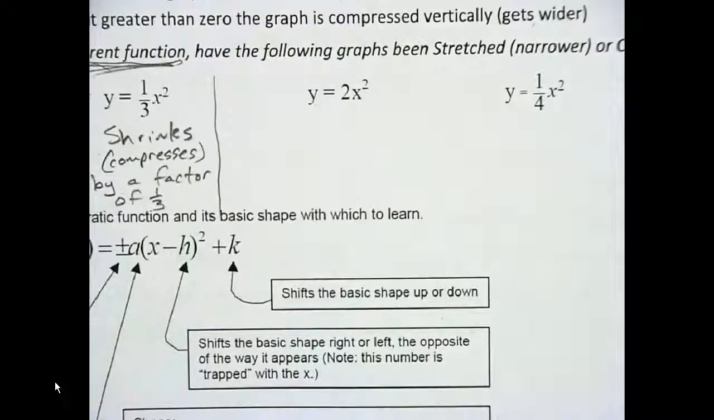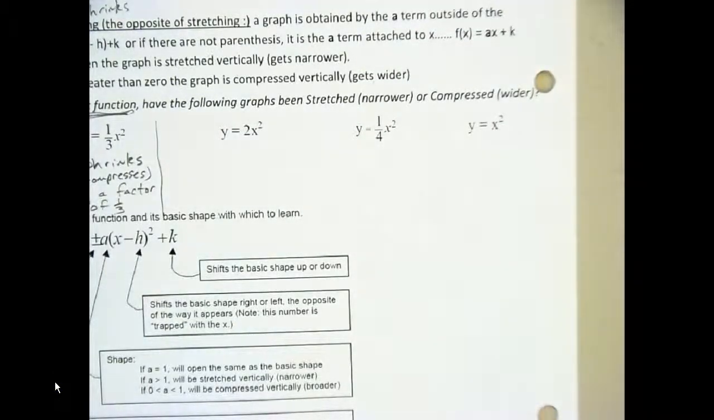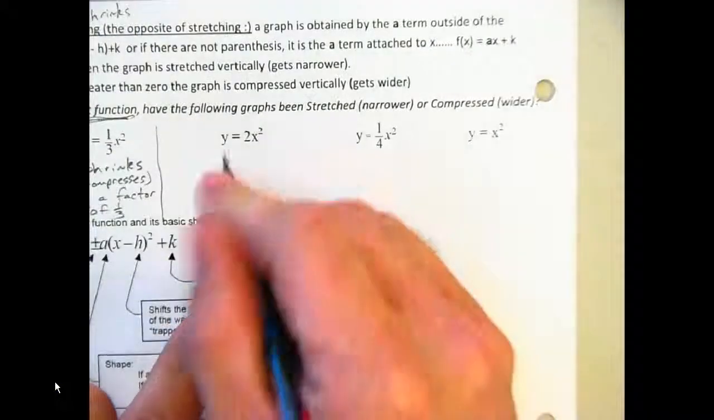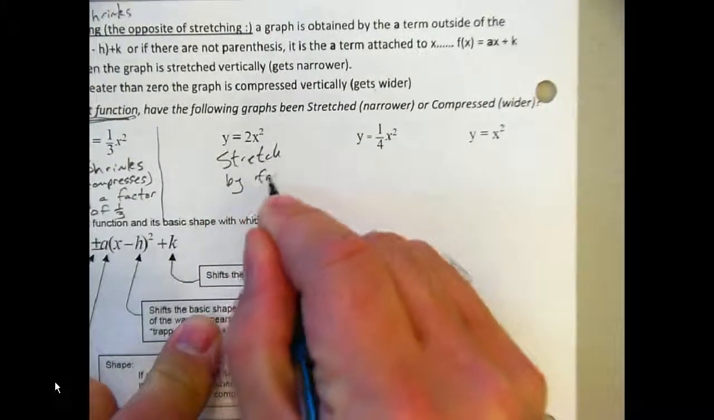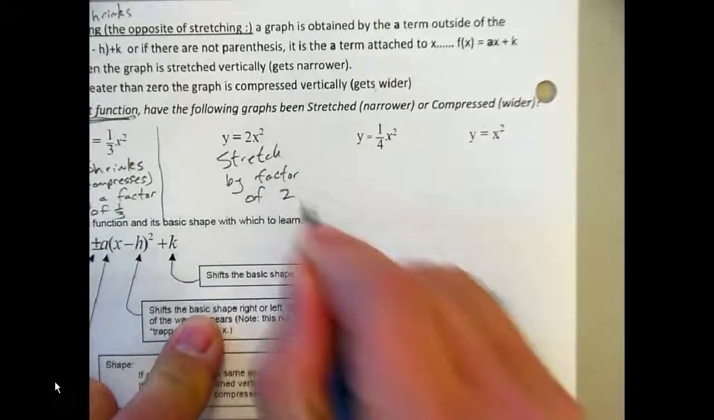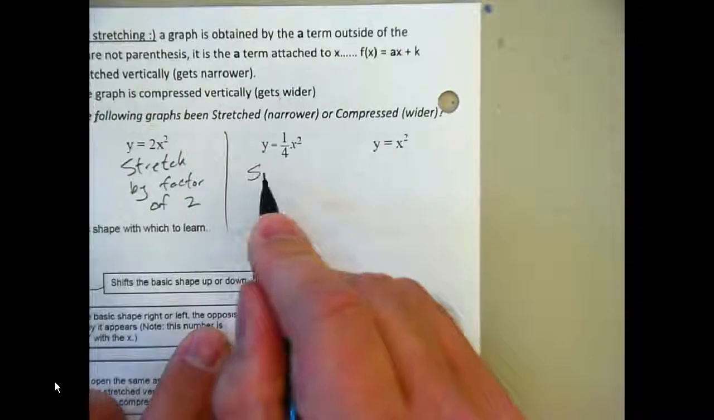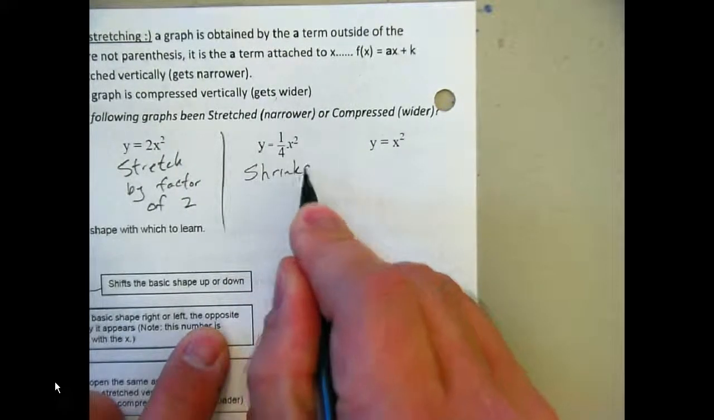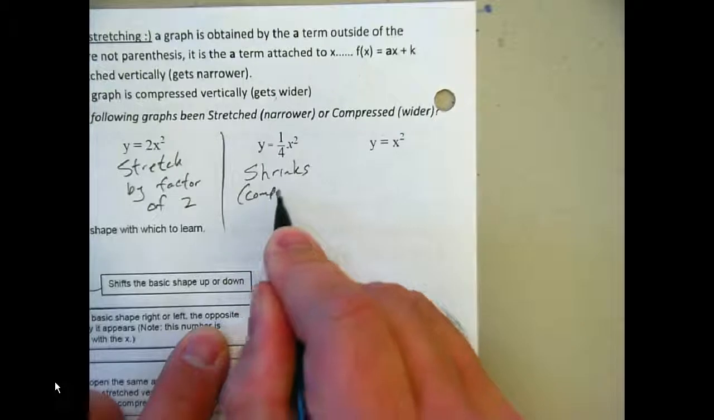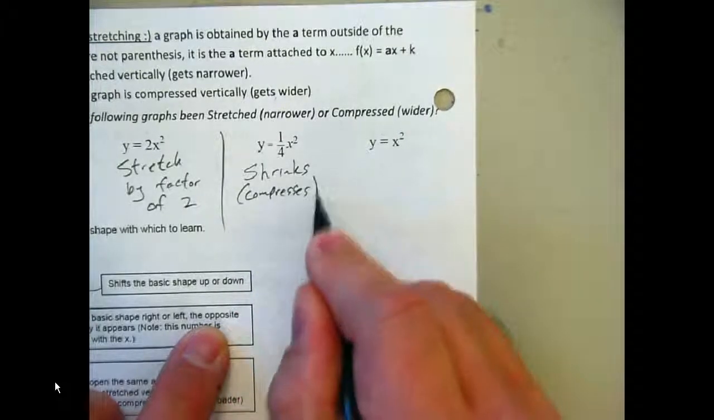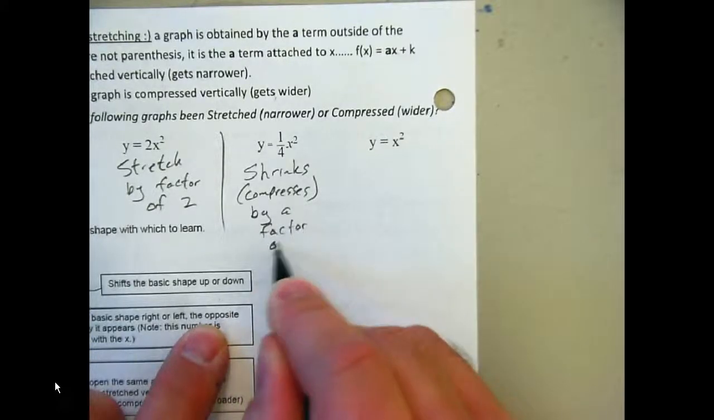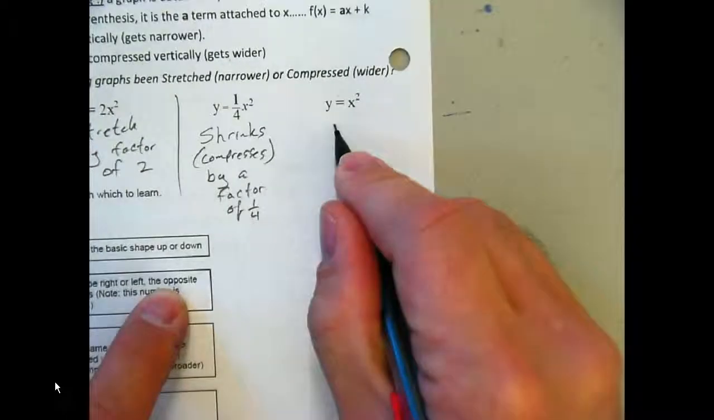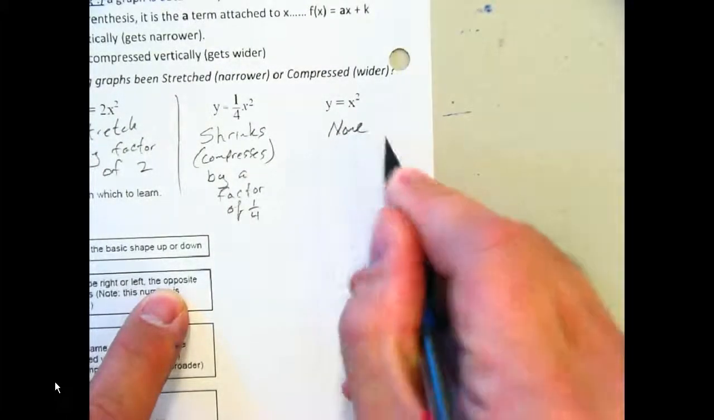Go ahead and finish those up there. All right. What happens here? Stretch or shrink? It stretches, by a factor of 2. Okay, what happens here? Compresses. Shrinks or compresses. All right, and this one doesn't stretch or compress. Nothing changes. Okay?